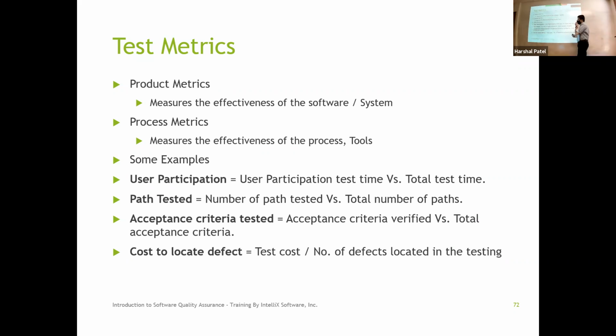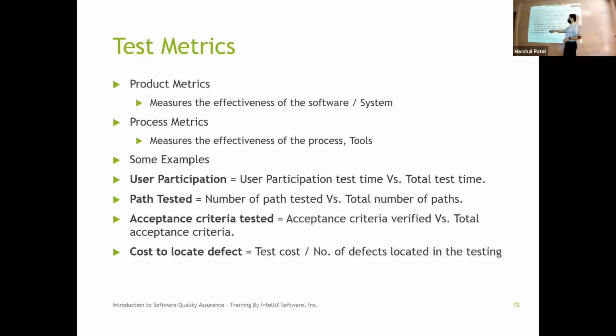So for example, if you say it's user participation, right? It says how much time the user participated for UAT versus how much total time you used to test it. That could be a process metric, right? Because it talks about the process. It's user involvement in the process versus non-involvement.